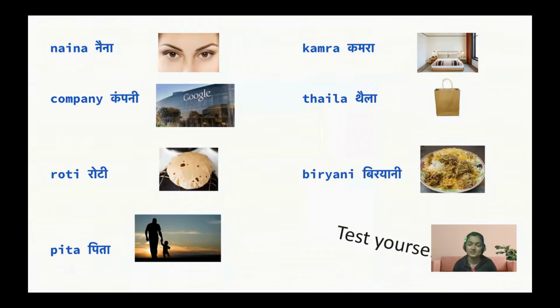Now it's time to test yourself. Refer to the basic rule. Go through these commonly used nouns and identify their gender. Pause the video here, identify the gender, and if you want, you can also comment down. The first is naina. It's a plural word for eyes. Then we have kamra on the right hand side. Kamra means room.